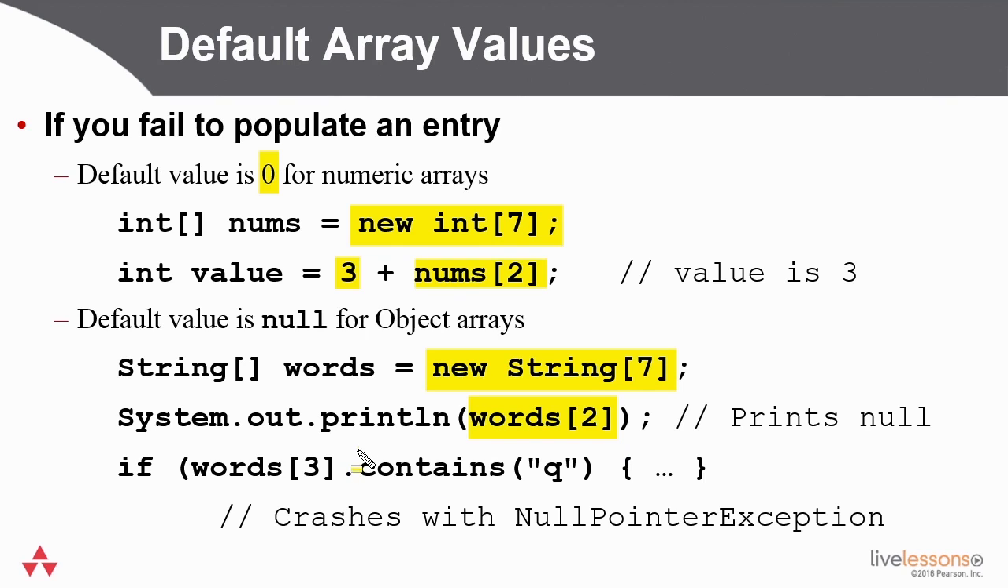But if I try to call a method on the fourth entry, it'll crash because words sub 3 is null. You can't call contains on null. You can only call contains on a real string. So the point here is that you make space and then you have to separately insert the individual elements.